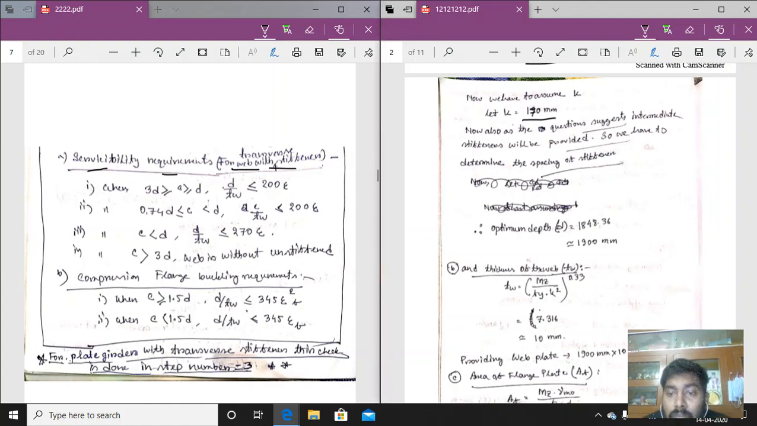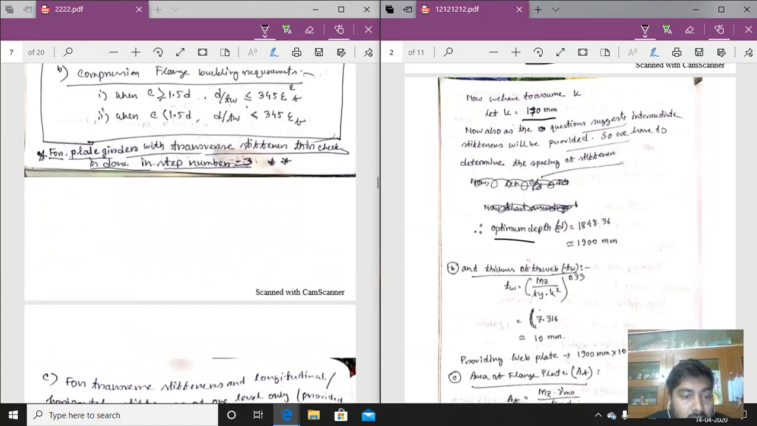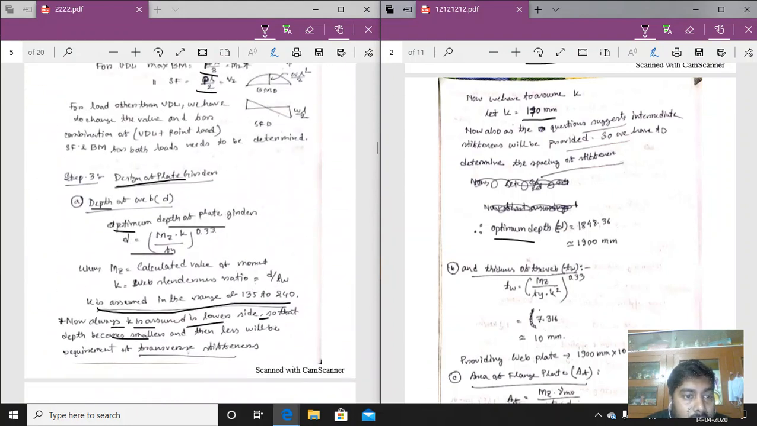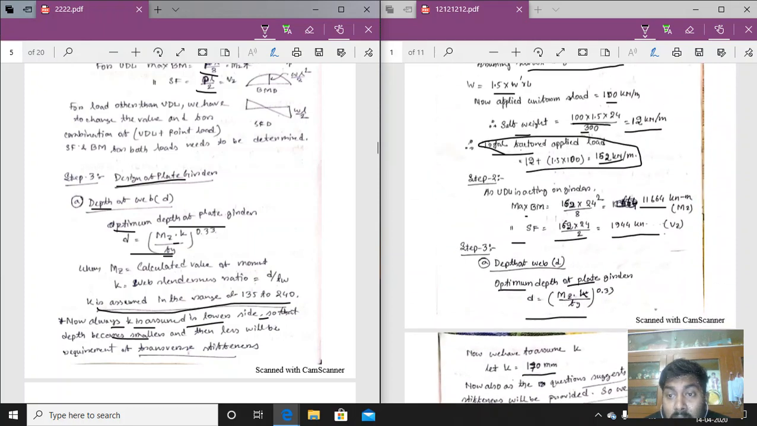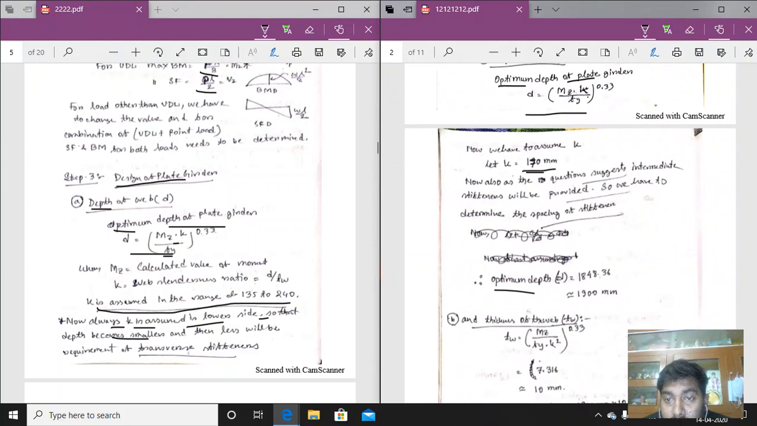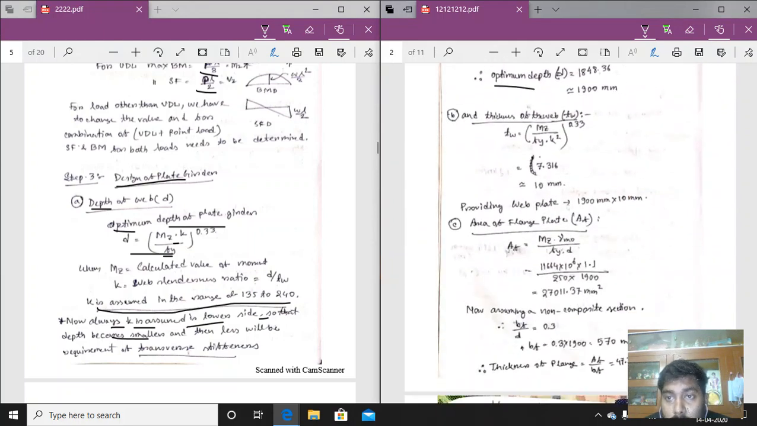Putting the values in this formula, optimum depth equals Mz, which we have got as 11664, k which we have assumed as 170, and fy which we know is 250. Putting the values, we get 1848.36. So 1900 mm is the depth of the web we are getting. Clear? So the depth of the web is completed with that formula.